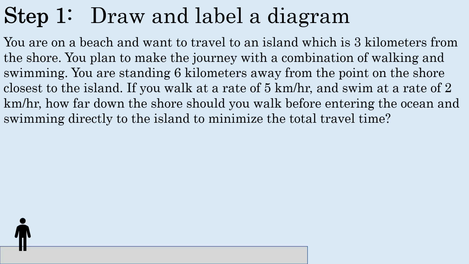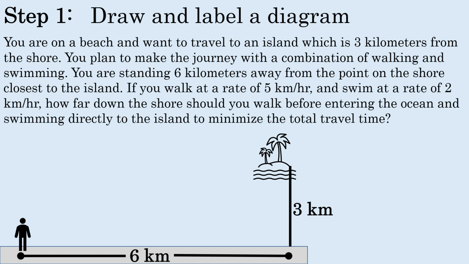This problem describes a person standing on a beach. The person's intention is to travel to an island that is located 3 kilometers from the shore. The person is standing 6 kilometers away from the point on the shore that is closest to the island. That 6 kilometers I've now labeled on the screen. The person will be making the journey with a combination of walking and swimming. The person walks faster than they swim.